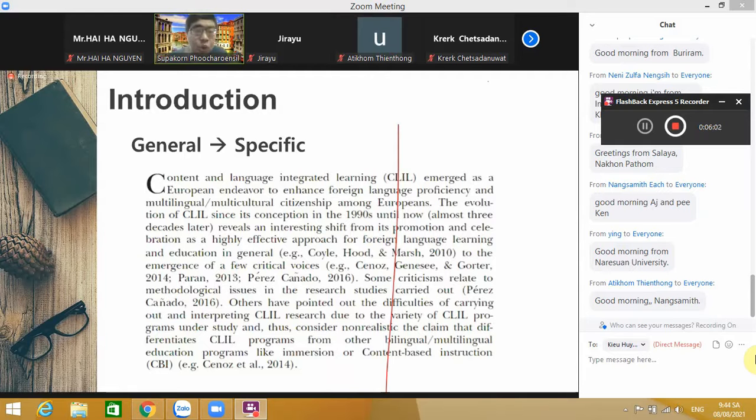And then you can also shift the focus from something general to something specific to the context of your study. So here, you are talking about CLIL programs that are going to be applied to the specific context of your study, right? Okay.